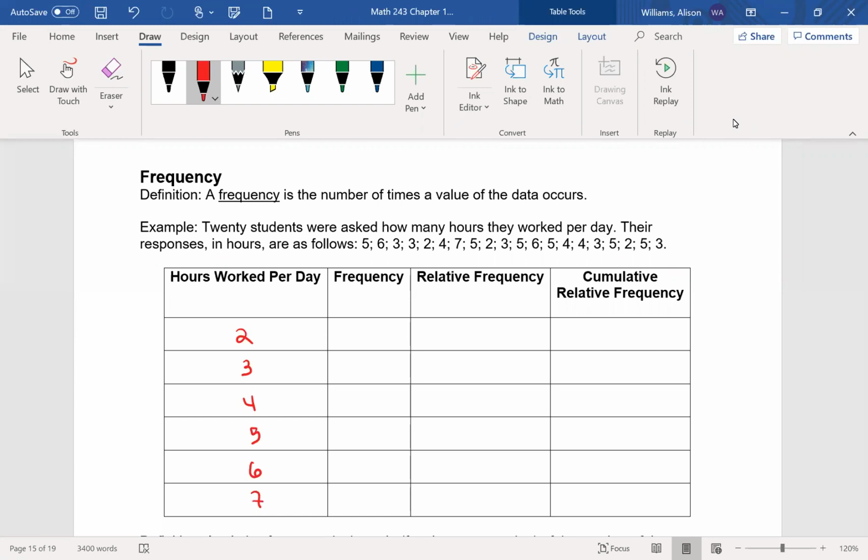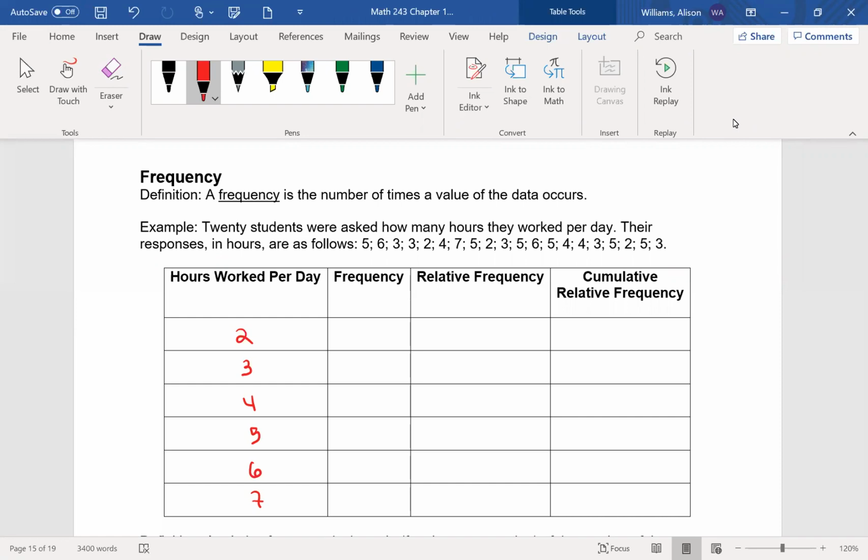Now, if any of these happen to be 0, that's fine. It would make sense to go right in order 2, 3, 4, 5, 6, 7 and put a 0 for the frequency if nobody said that data value. We don't have that in this example, but it wouldn't be weird to do that.